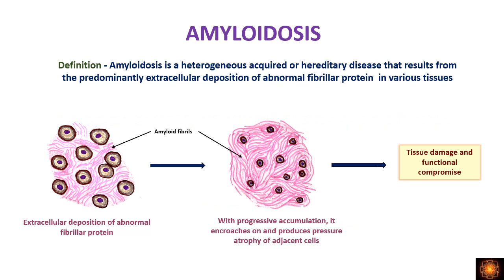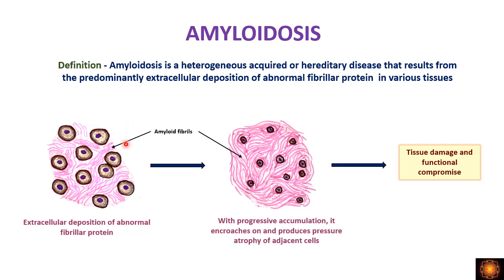So coming to the definition, amyloidosis is a heterogeneous group of disorders which can be acquired or hereditary, and it is characterized by predominantly extracellular deposition of abnormal fibrillar protein in various tissues. Now this protein, what I'm telling is predominantly extracellular. In some cases it can be intracellular also, but predominantly it is extracellular.